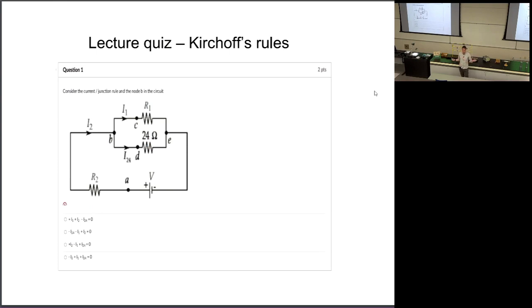Before I do the quiz, any questions on all that? Then let's do this quiz question. It is about Kirchhoff's rules, about the physics part of Kirchhoff's rules.